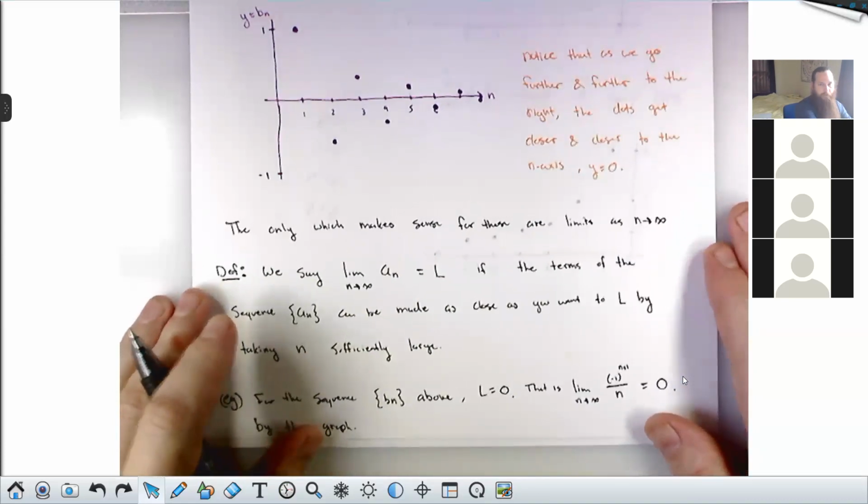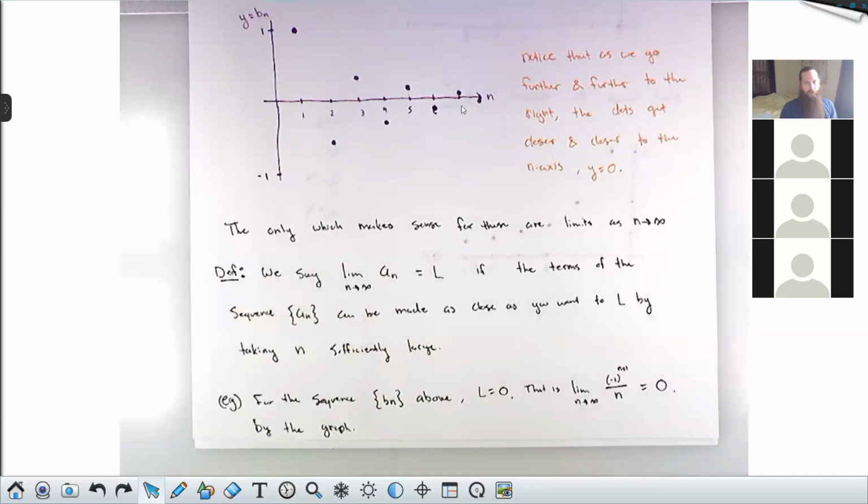Right, looking at that graph, as n gets bigger and bigger, these dots get closer and closer to the line y equals 0. So that limit is 0. This is the main operation we use with sequences, limits at infinity. That's the only one that really makes sense. Questions on the definition? Or why that purple sequence Bn above goes to 0?